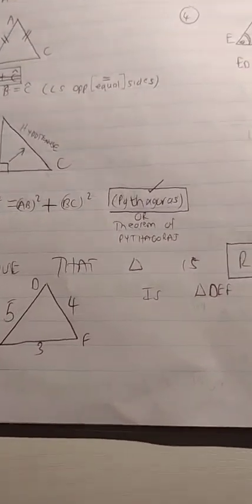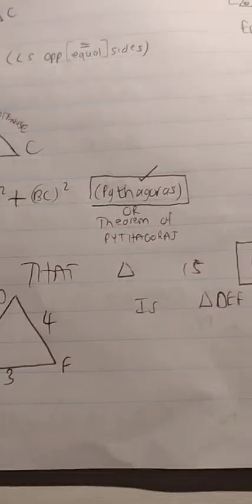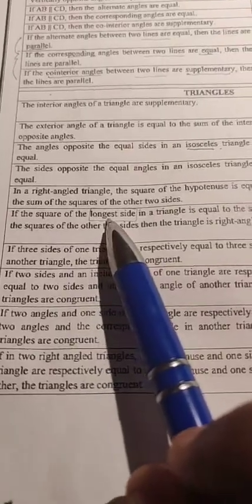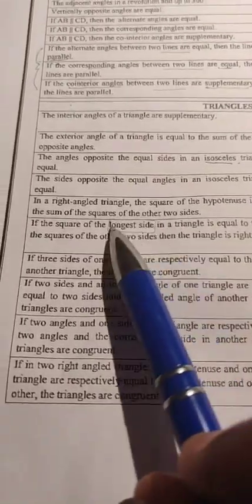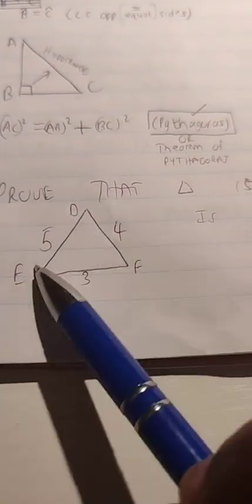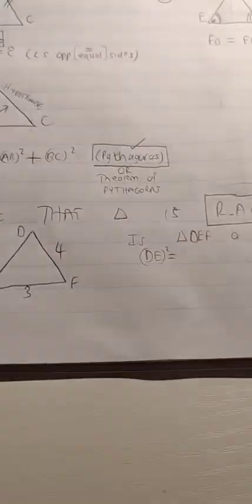So what does that theorem say? Let's just read it one more time. That theorem, beautiful theorem by the way, says: if the square of the longest side in a triangle... So what we do is we go to the longest side. What is the longest? It is DE. So you grab DE on its own and just square DE on its own.